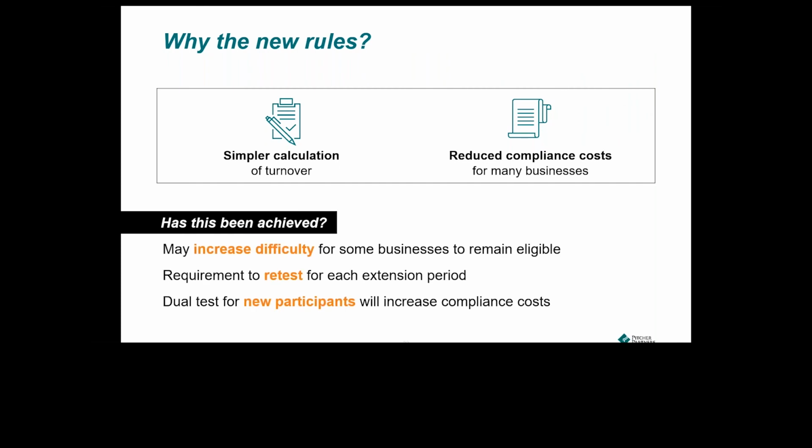So why do we have these new rules? Why have we moved to a sole GST attribution method as the only method that's available for determining decline in turnover under JobKeeper 2.0?